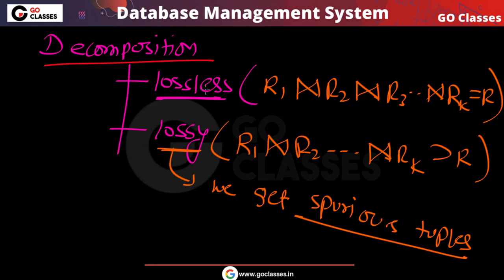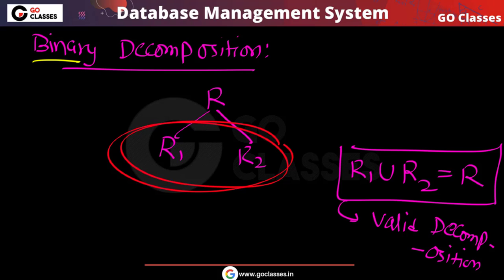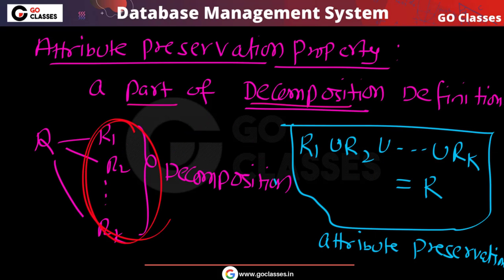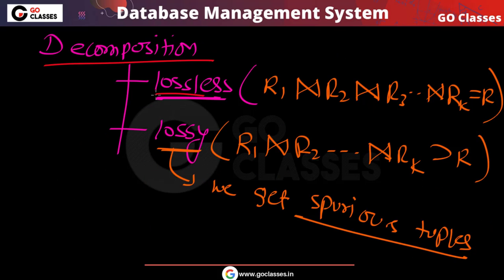So any decomposition has two types, lossless and lossy. Lossless decomposition means that when you combine these sub relations, you will get your original relation. So we are not losing any information, and in lossy we are losing information. Actually we are getting extra tuples, which means we are losing information.